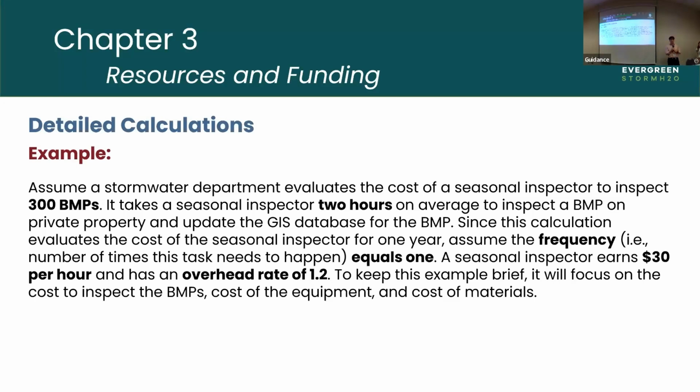A seasonal inspector earns $30 per hour and has an overhead rate of 1.2. To keep this example brief, we are just going to focus on the cost to inspect the BMPs, and I'll briefly gloss over the cost of the equipment and cost of materials.